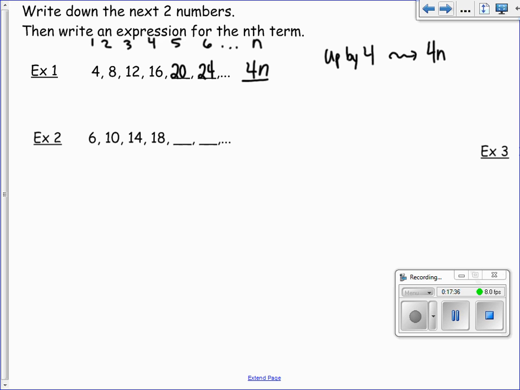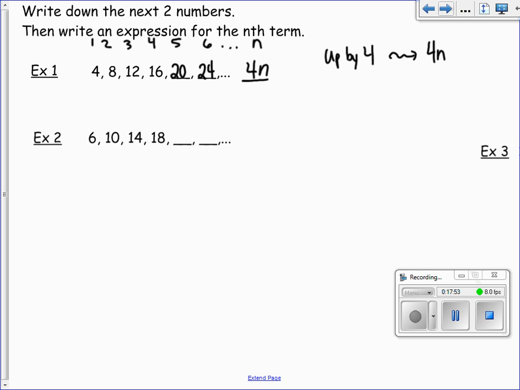All right, so here's our next one. 6, 10, 14, 18. Yes, sir. I just have a question. Now on tests and things, when they ask us to give our own variable, should we not use n? No, you can. It doesn't matter. That's a good question.